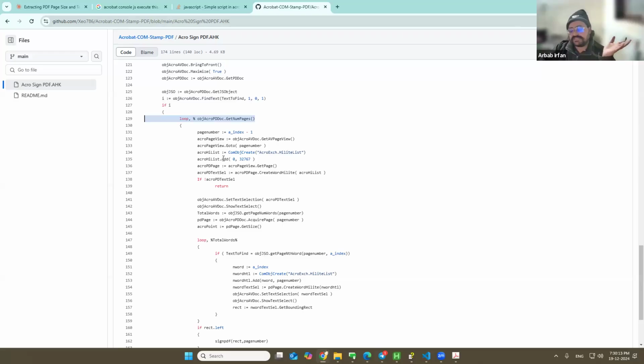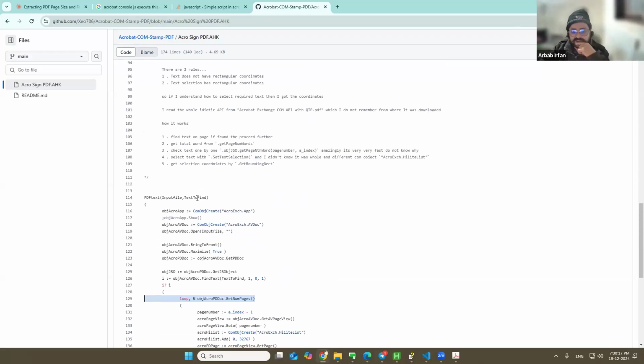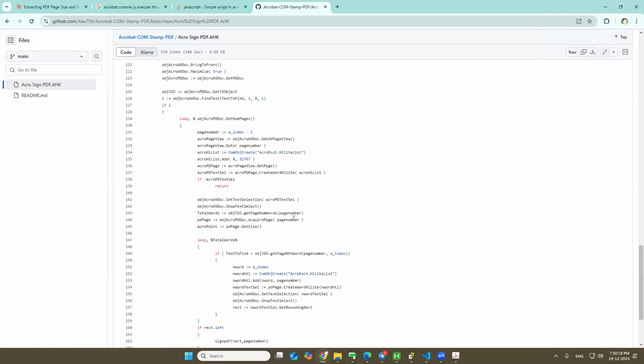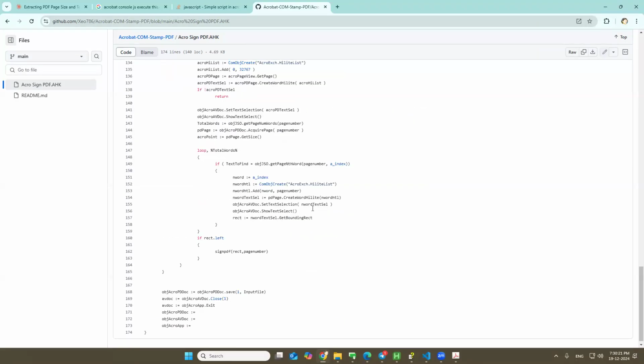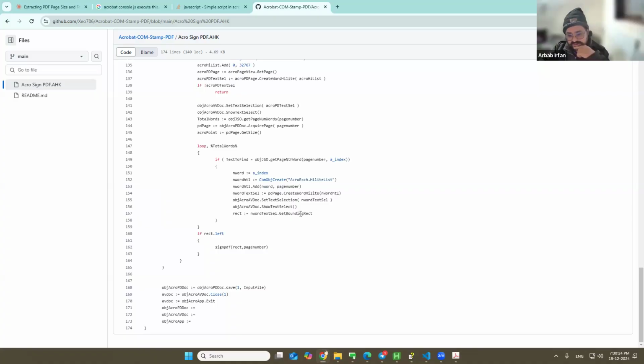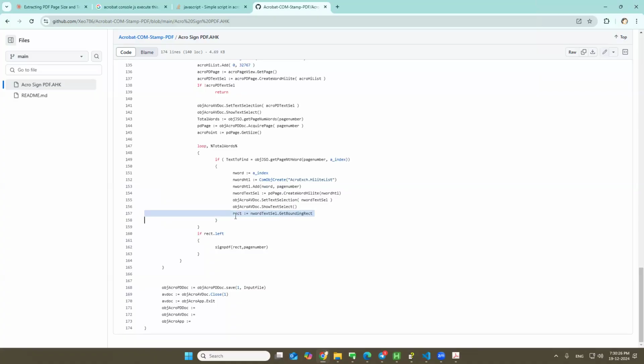So usually where we sign, it's a signature. So usually the word I have to put our signature. So it will look at the word signature and then get the location of that bound. But this is the thing.